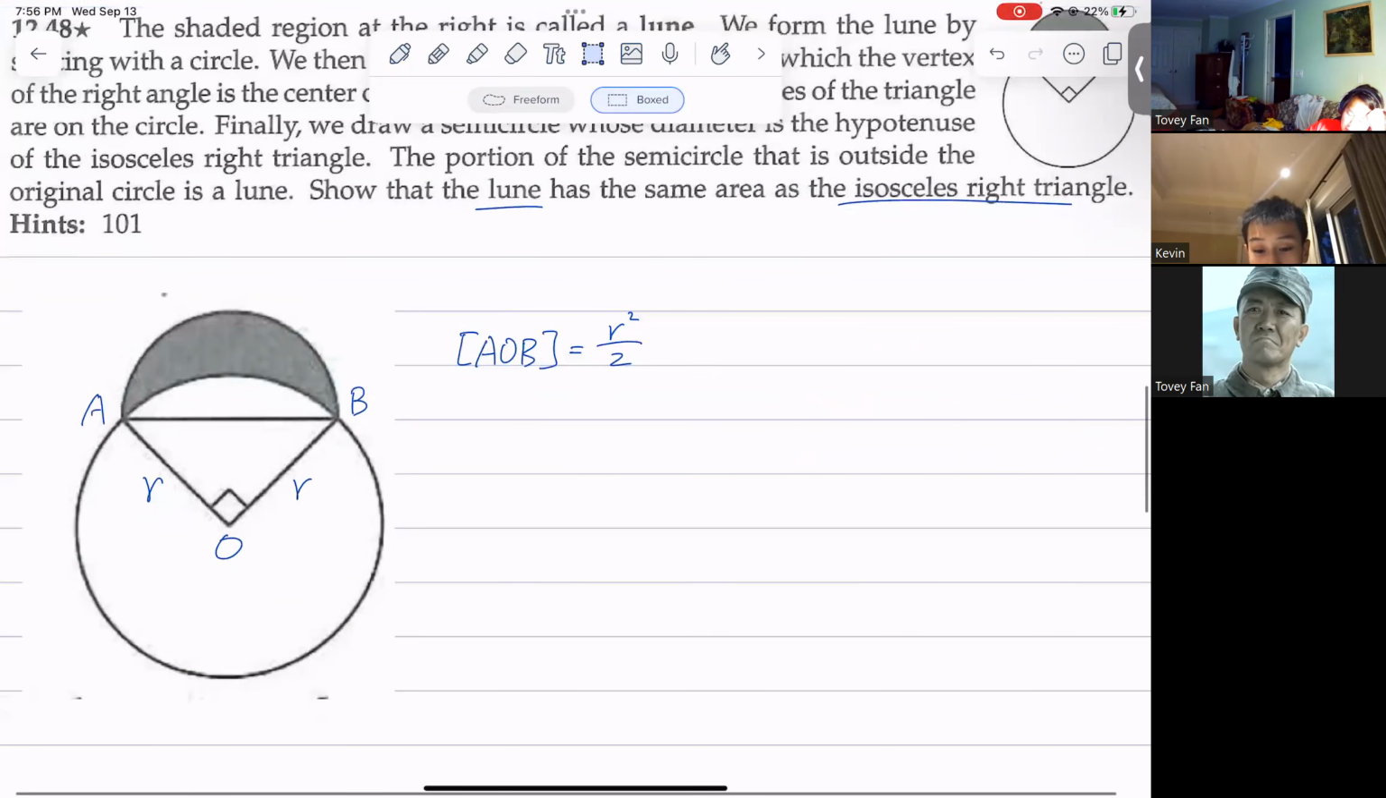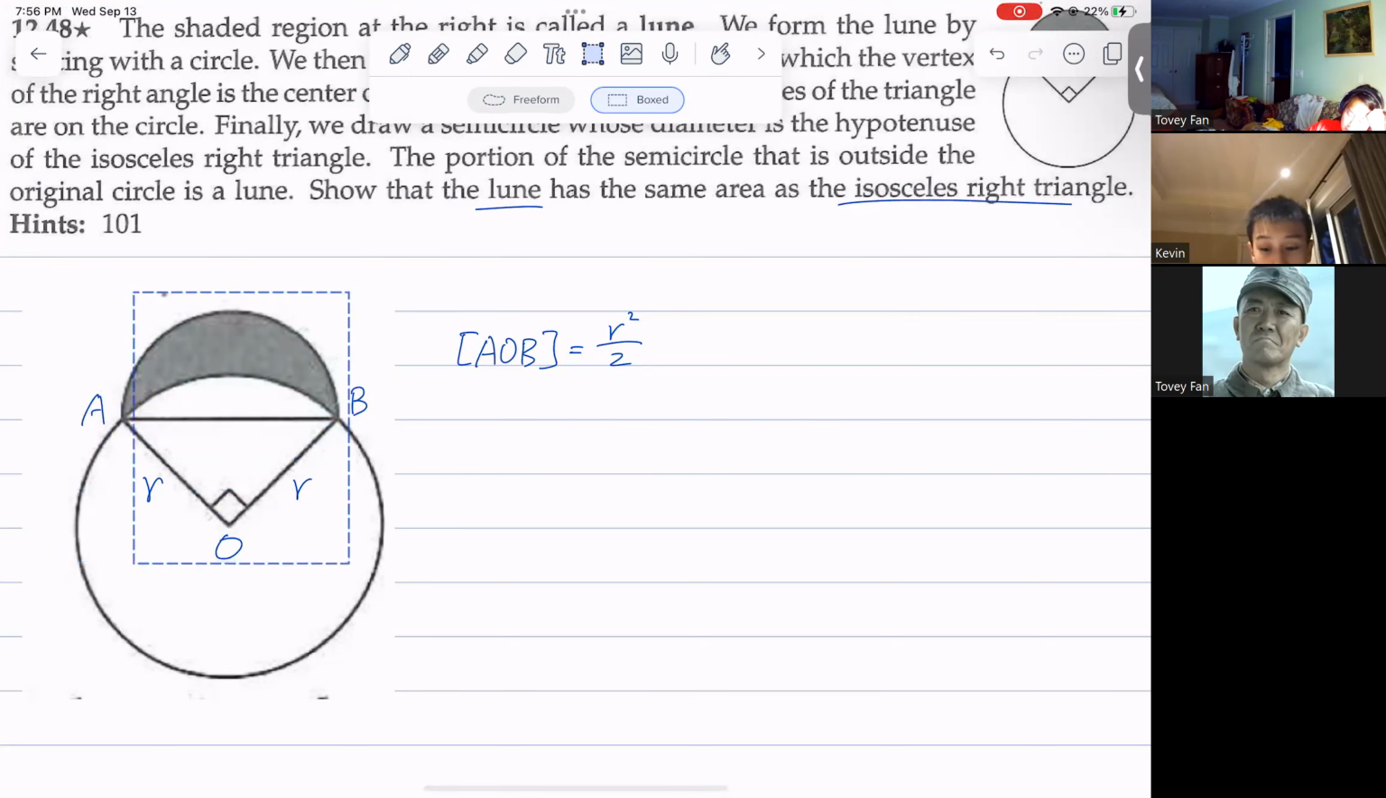You tell me, what do you want? The area of the shaded region. You want the area of the shade. How do you get it? Any idea? I think you can get it by calculating the semicircle and then subtracting the area of the segment.